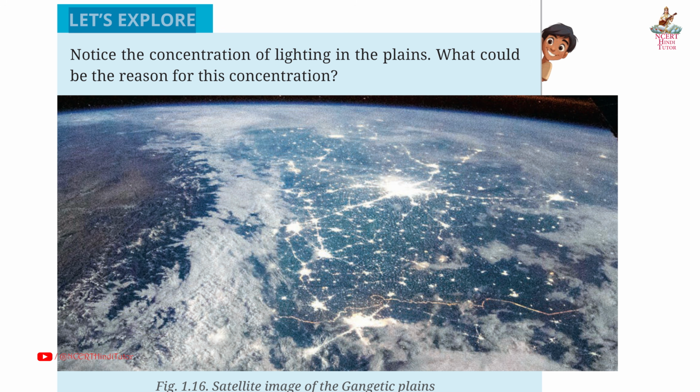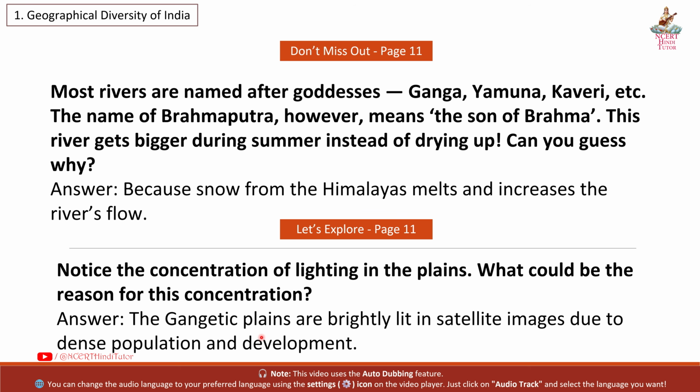Let's explore page 11. Notice the concentration of lighting in the plains. What could be the reason for this concentration? Answer: The Gangetic plains are brightly lit in satellite images due to dense population and development.